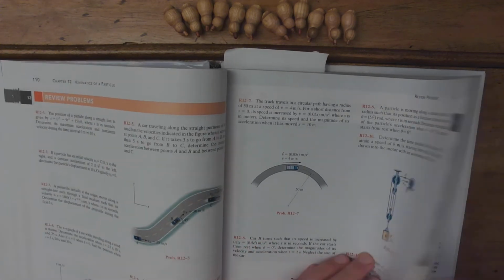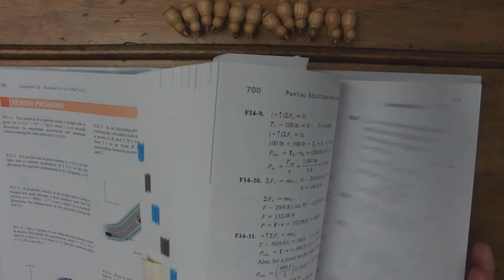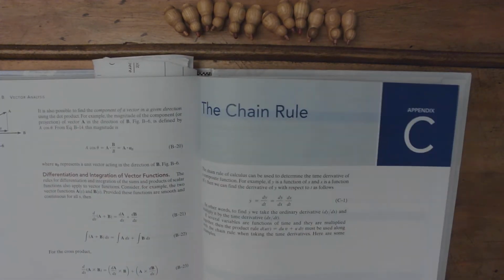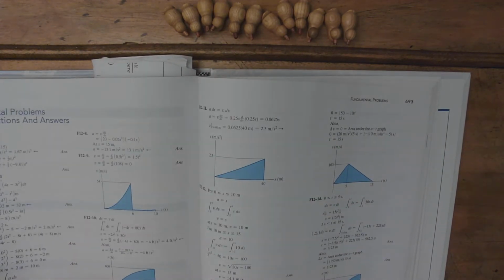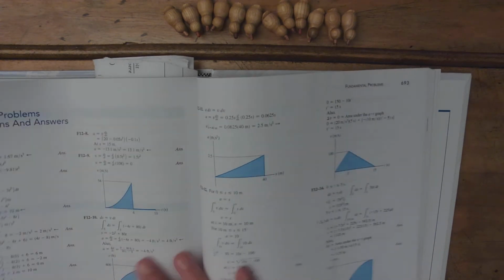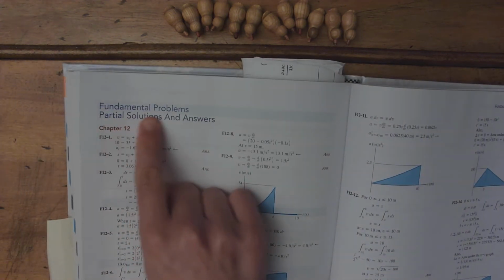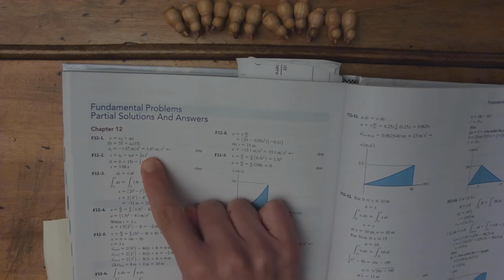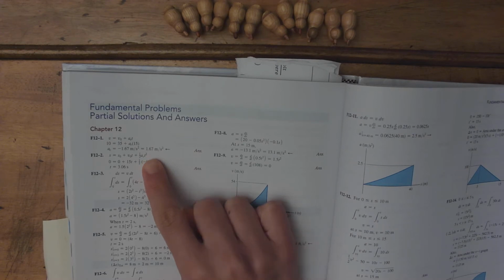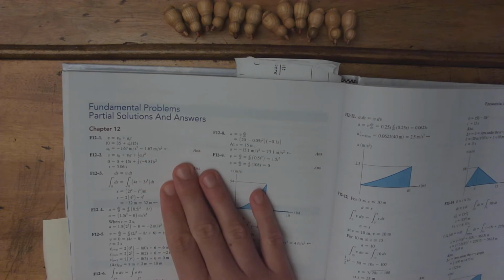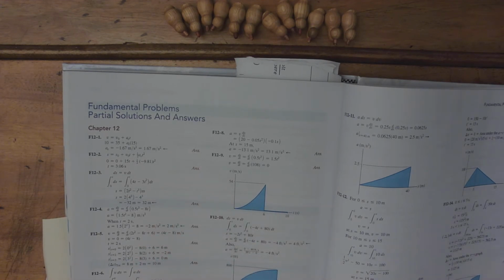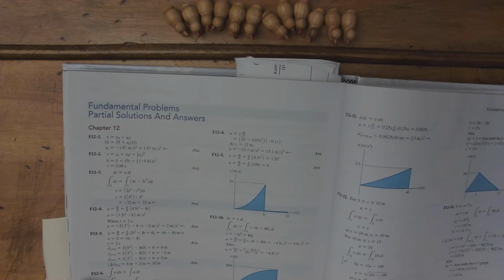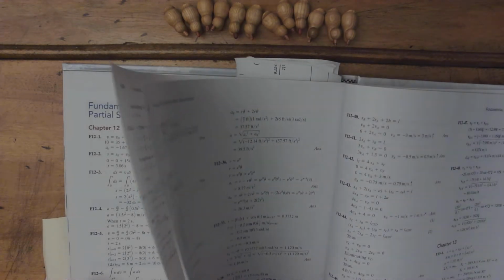Okay, now if you go to the end of the textbook, we have an appendix with some useful information, but skipping over that, this is page 692. We have fundamental problems, partial solutions, and answers. When you write out your solution for the problem, it's probably going to be longer than this and have more detail. But if you're working on a fundamental problem and you're stuck, you can look at the partial solution in the back of the book, and hopefully there's enough detail there to get you unstuck. So that's an abbreviated solution for the fundamental problem.